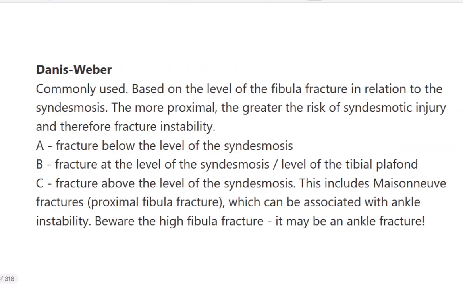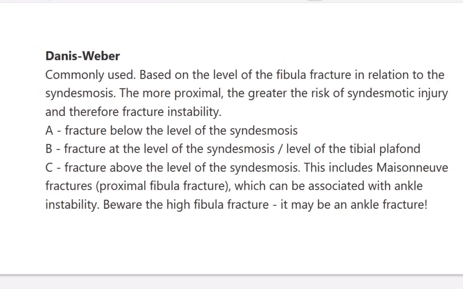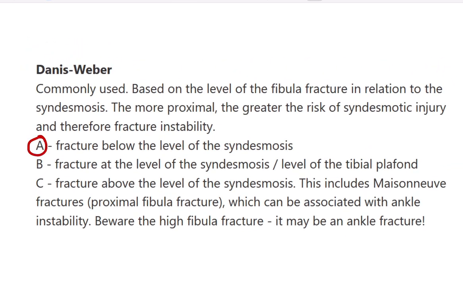Now see, this is the Weber classification. In type A, the fracture occurs below the level of the syndesmosis, in type B, it occurs at the level of the syndesmosis, and in type C, it is above the level of the syndesmosis. So when below, it is type A, when above, type C, and when at the level of the syndesmosis, it is type B.